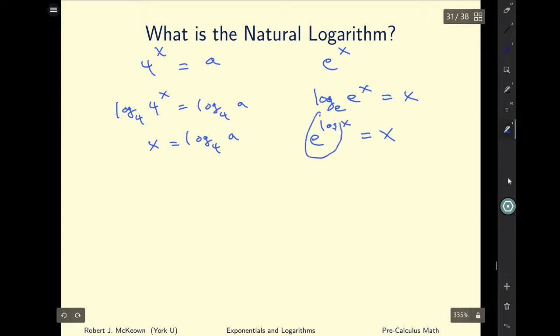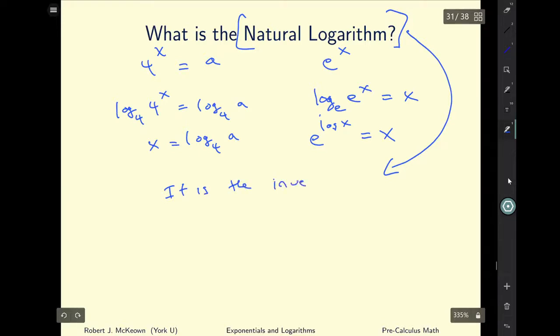We have the e and the log operating on each other, and you can think of them as canceling each other out. And so what is the natural logarithm? Well, it's the inverse of the natural exponent.